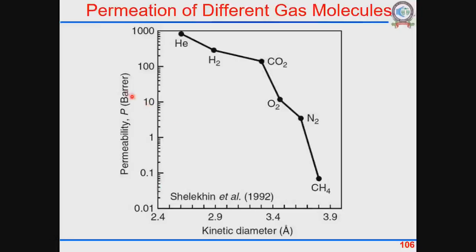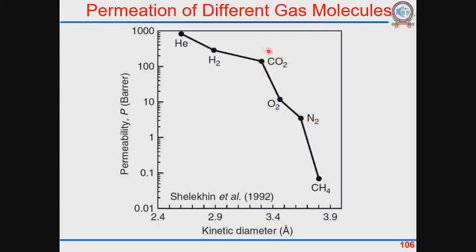Okay, so if you look at different gas molecules, the permeability is related to their size. The bigger the molecule, smaller would be the permeability. So hydrogen and helium have high permeability, whereas big molecules like methane, nitrogen, oxygen, carbon dioxide have low permeability. Carbon dioxide, so it's not just based on molecular weight. Carbon dioxide molecular weight is 44. It is much larger as compared to methane, or much larger as compared to oxygen and nitrogen.